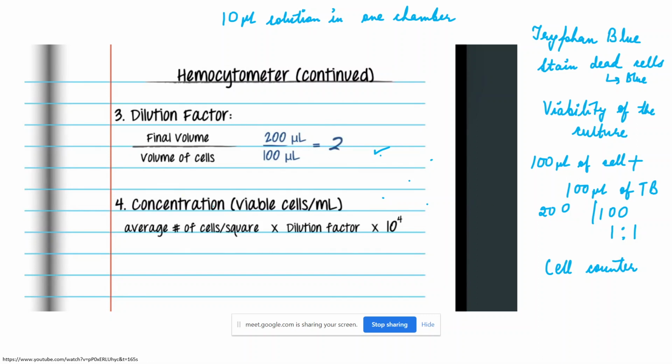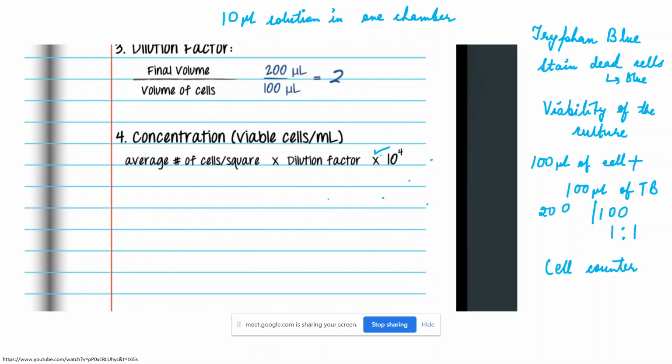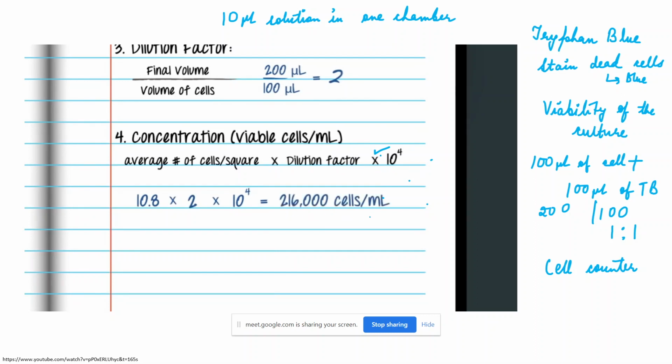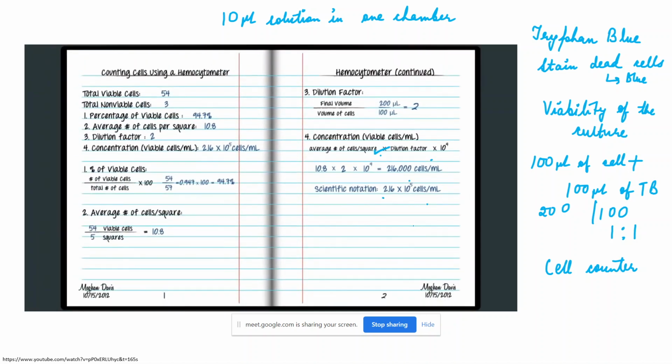Now, the concentration of viable cells per ml in your culture, which is the most important point to determine, will be your average number of cells per square times the dilution factor times 10 to the power 4. 10 to the power 4 because that is the volume that we added. So here it is this number of cells. In scientific notation, that is 2.16 times 10 to the power 5 cells per ml. So this is your viable cell count.